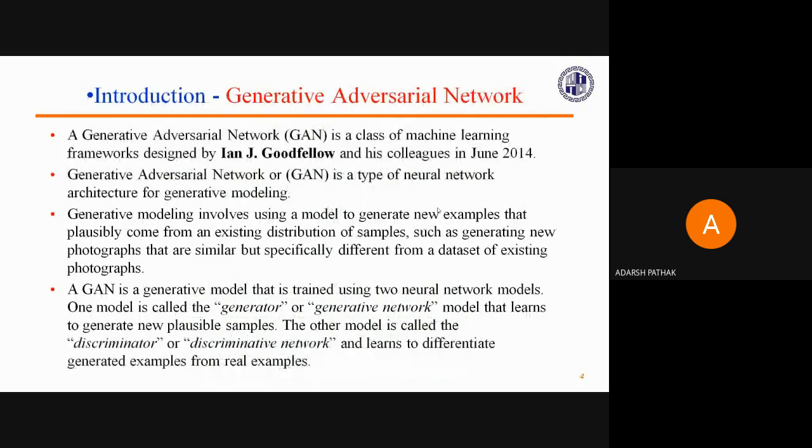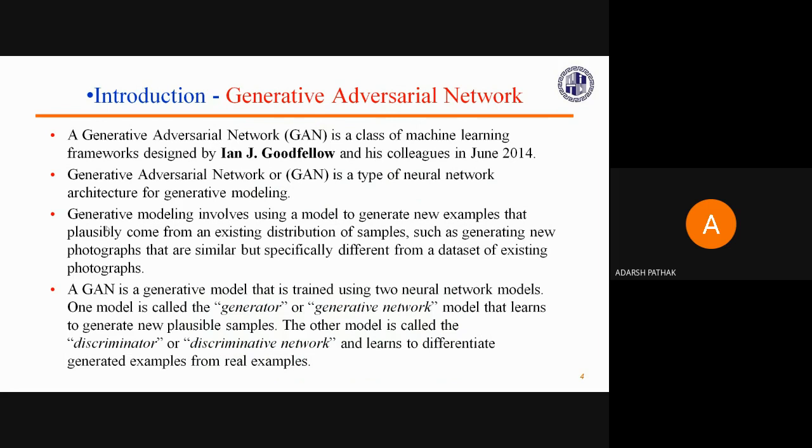The basic of generative adversarial network is this is a neural network architecture, and the brief history about this is it was invented by Ian Goodfellow and his colleagues in June 2014. Generative adversarial modeling involves a model to generate new examples that plausibly come from an existing distribution of samples, such as generating new photographs that are similar but specifically different from the data set of existing photographs.